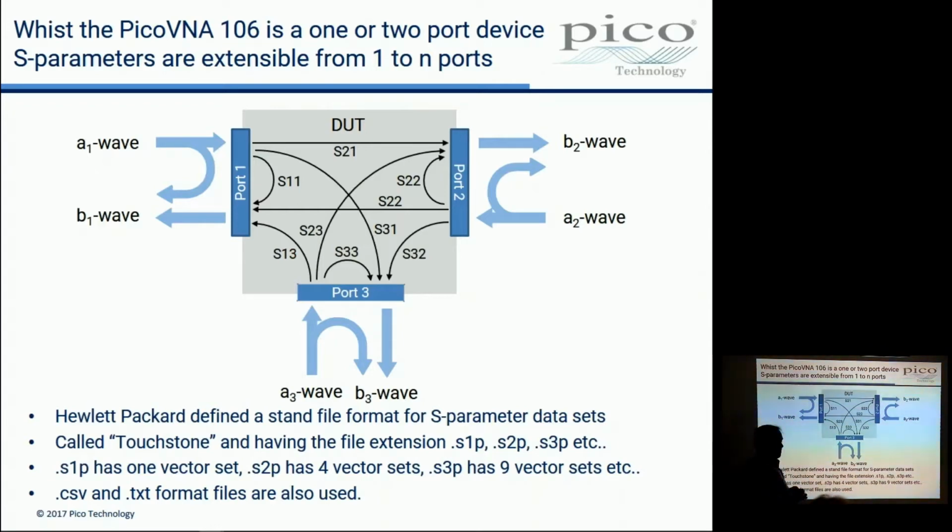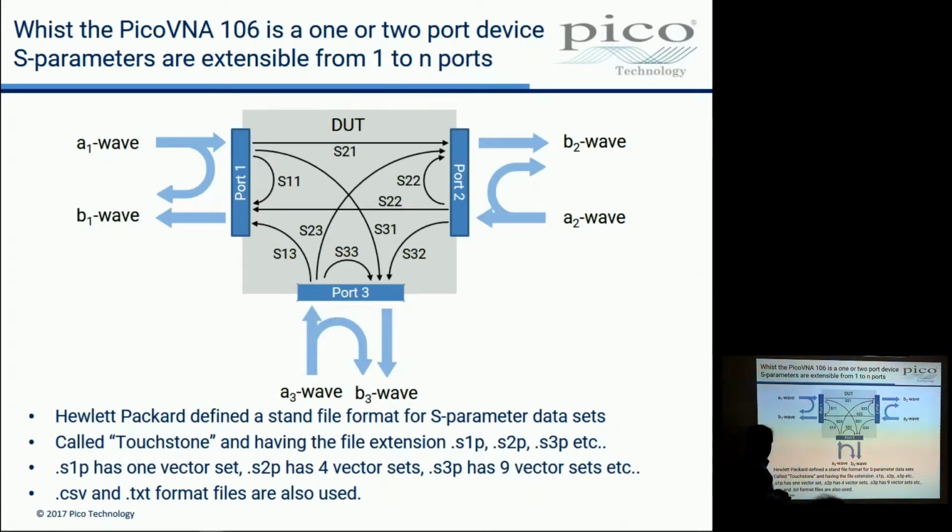S1P is for a single port device and has one vector set. S2P has 4 vector sets. It describes the behavior of 2 ports. S3P has 9 vector sets, and so on and so forth. The number of ports carries to the square in the number of data sets that you're going to need to describe the behavior of that device.